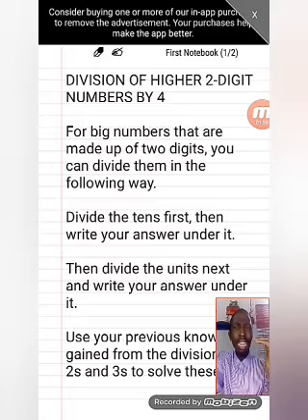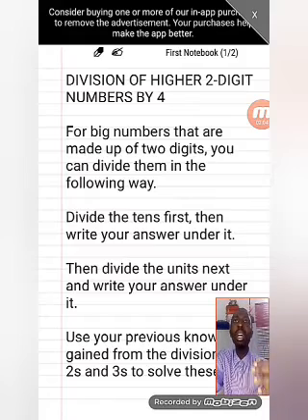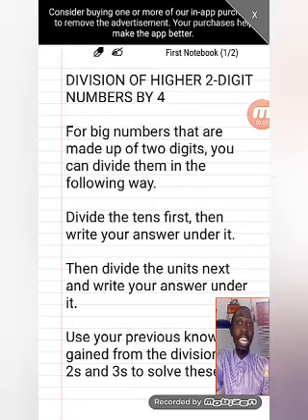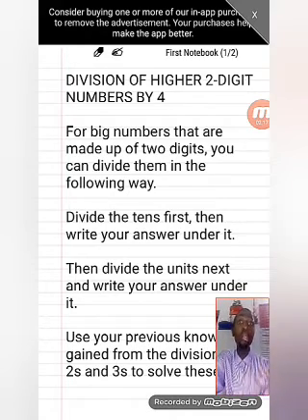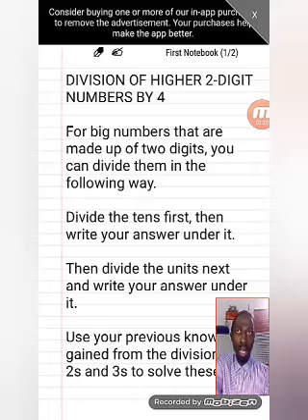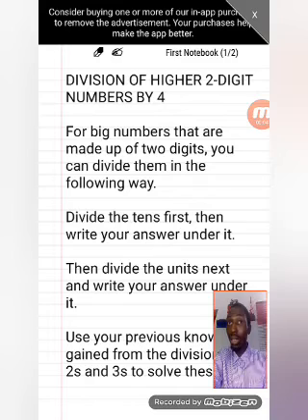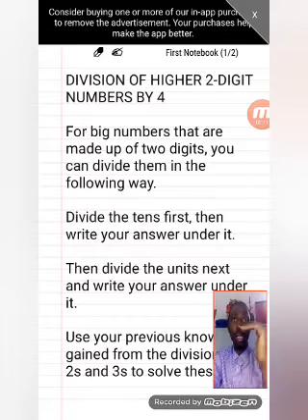Now, the first thing when you want to divide a 2-digit number by 4 or any other number, but now we are specifically talking about 4, which is the same way you would divide by 5 or 6 when you have the knowledge of it, or even by 2 and 3, which you are probably already familiar with. To divide a higher 2-digit number by 4, follow this pattern. Follow this way that we're about to instruct you.